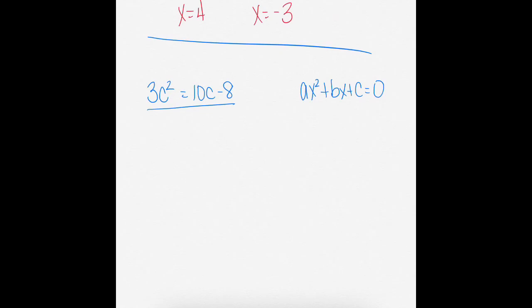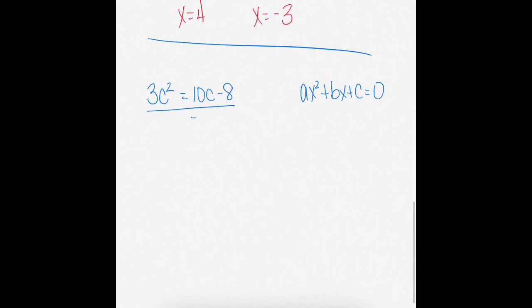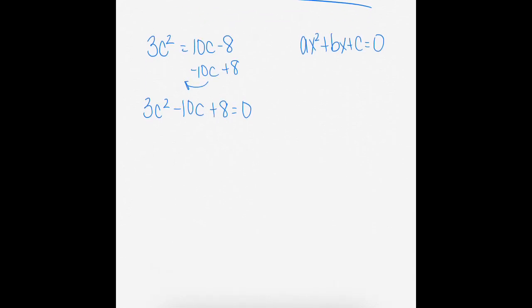I need to bring everything to the left. I'm going to subtract 10c, and then I'm going to add 8 to bring them over to the left. That will leave me with 3c squared minus 10c plus 8 equals 0. So now this is a quadratic. Now this is a little bit harder one.